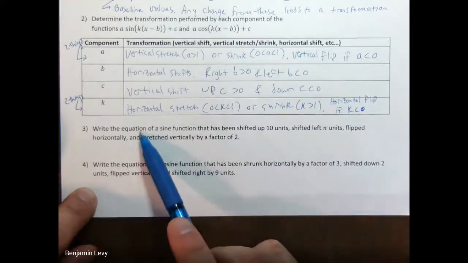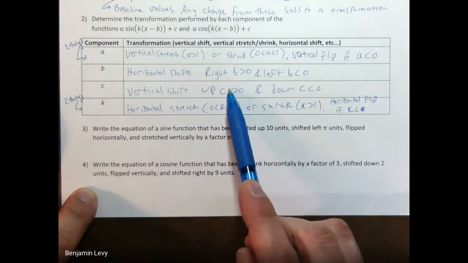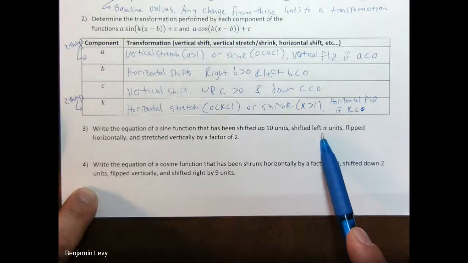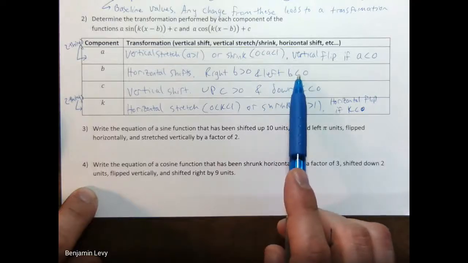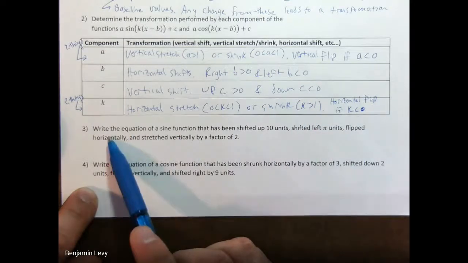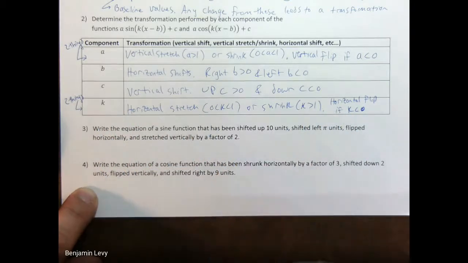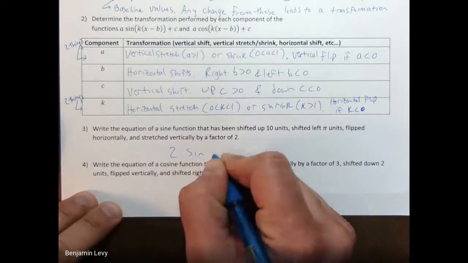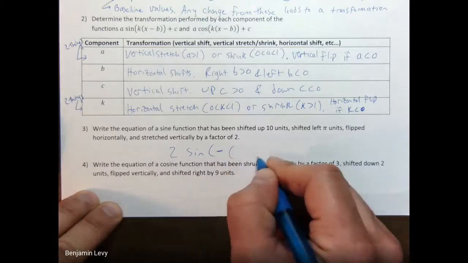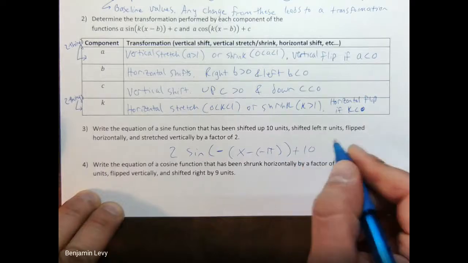So let's say a transformation of sine that's been shifted up 10. So up is c, and so c should be 10, right? If it goes left pi, then shifting left would be b being negative pi, right? If it's flipped horizontally, then k needs to be negative. And if it's stretched vertically, a should be 2. And so this transformation would be 2 times sine of negative x minus pi, plus 10.